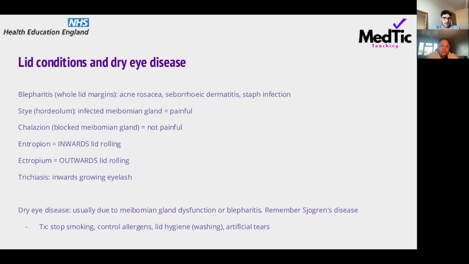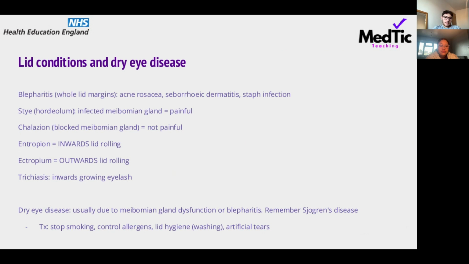A stye is an infected meibomian gland, and they're painful, as opposed to a chalazion, which is just a blocked meibomian gland, and they're non-painful. These three conditions, you tend to treat conservatively. That's eye hygiene, so washing the eyes out, and warm compresses over the eyes to help with those meibomian glands, so that they are less clogged up.